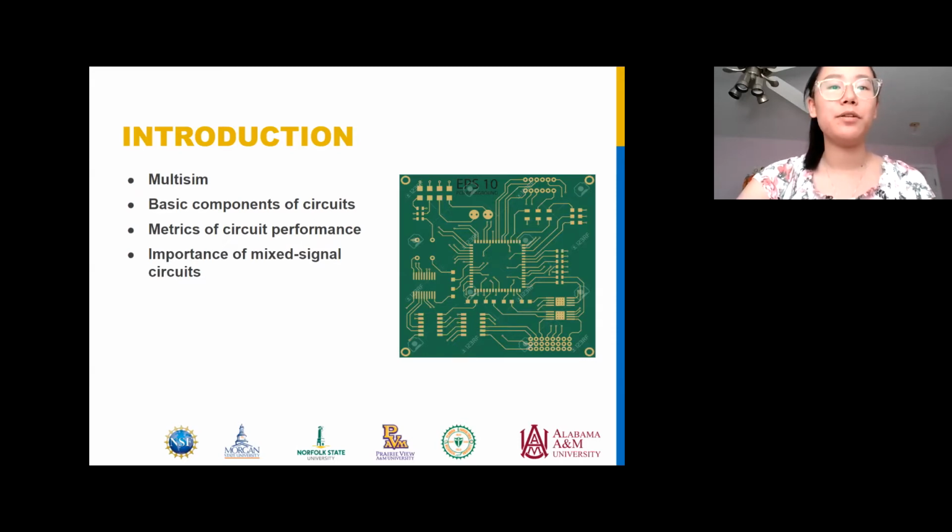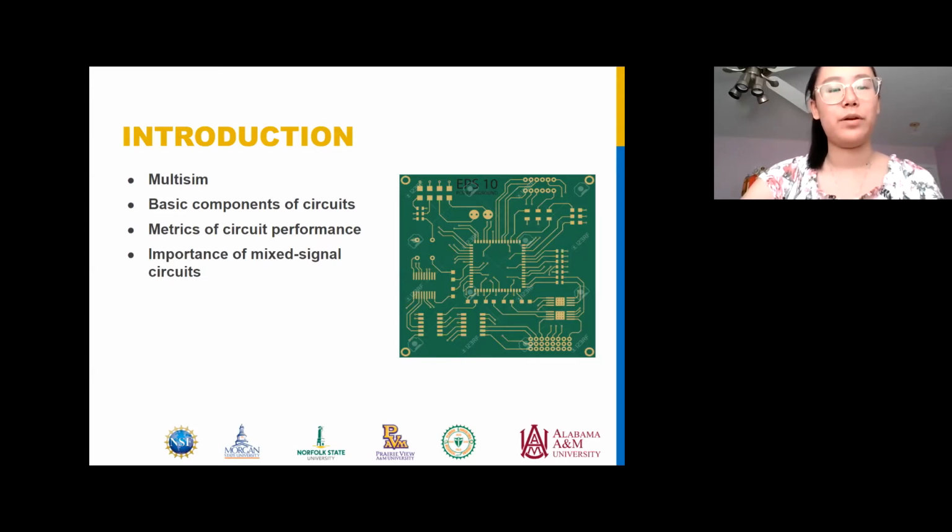We also learned about different metrics of circuit performance. Most importantly, voltage gain, which is the measure of the input voltage as related to the output voltage. It is also mentioned as amplitude or magnitude. And we also talked about circuit current, especially current in relation from the input to the output.